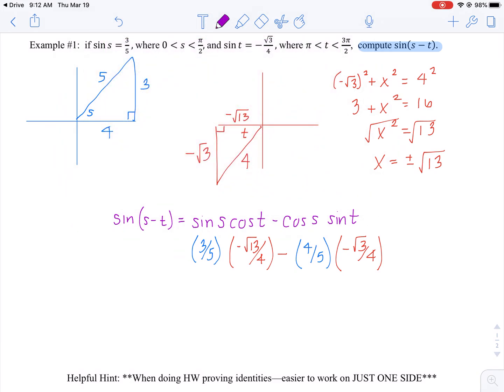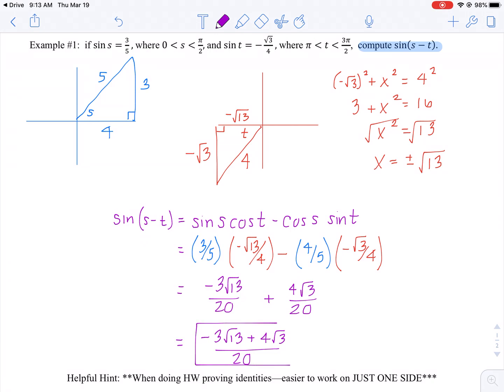So now I go with my simplifying. Just multiply your fractions together. This would be -3√13/20, minus, actually negative, so plus 4√3/20. Because we have common denominators, let's just simplify together. So really, sine of s minus t is -3√13 plus 4√3 all over 20.